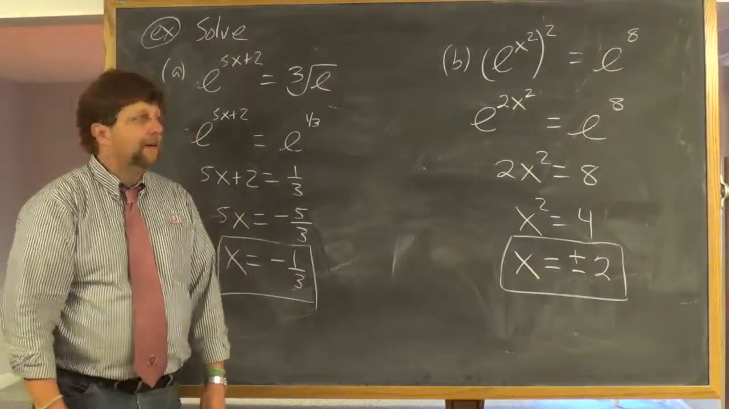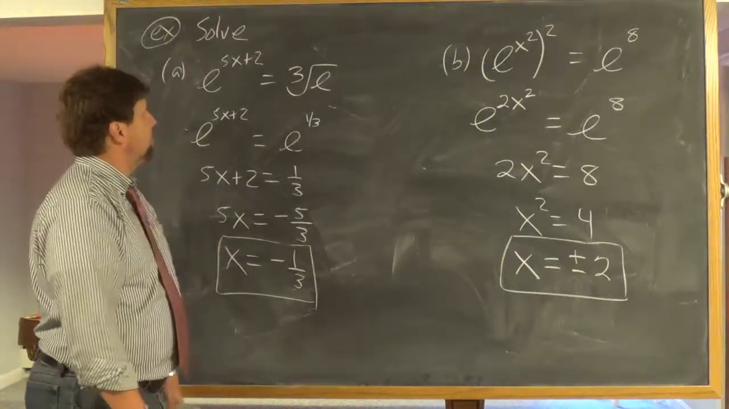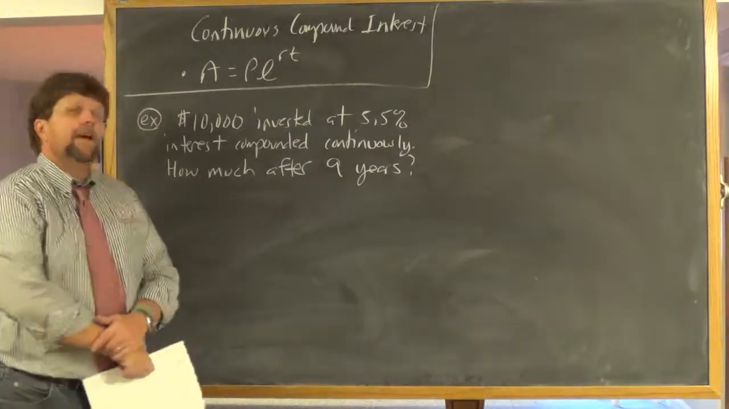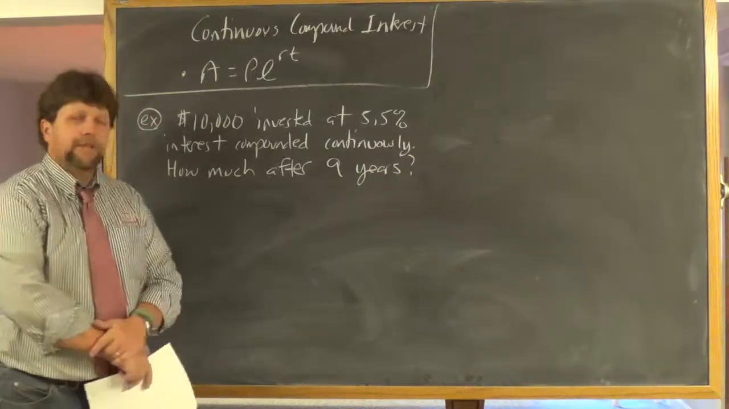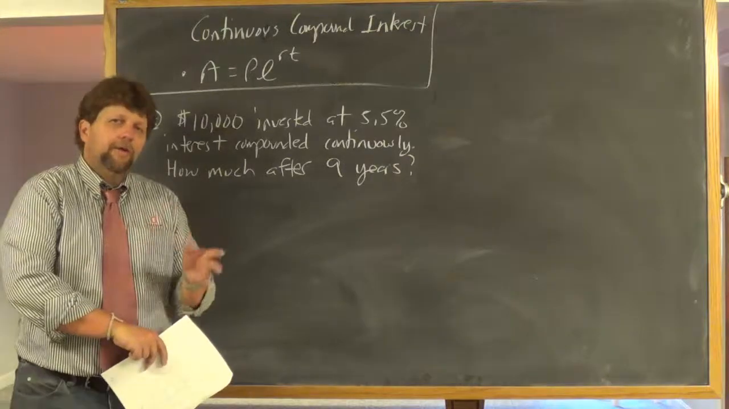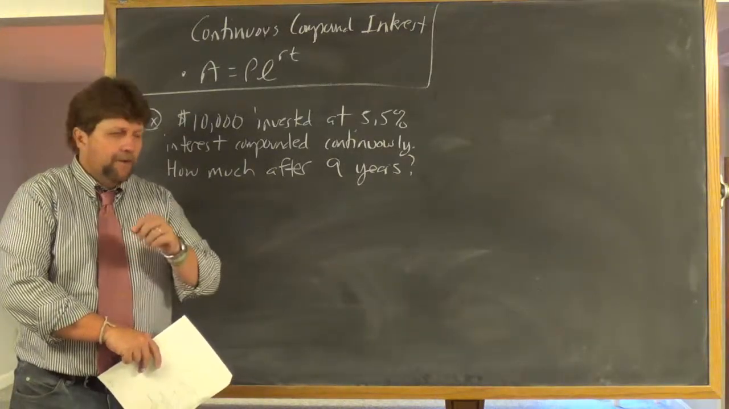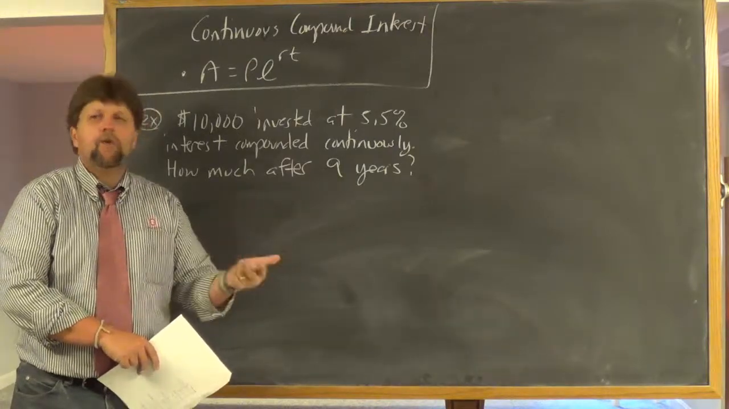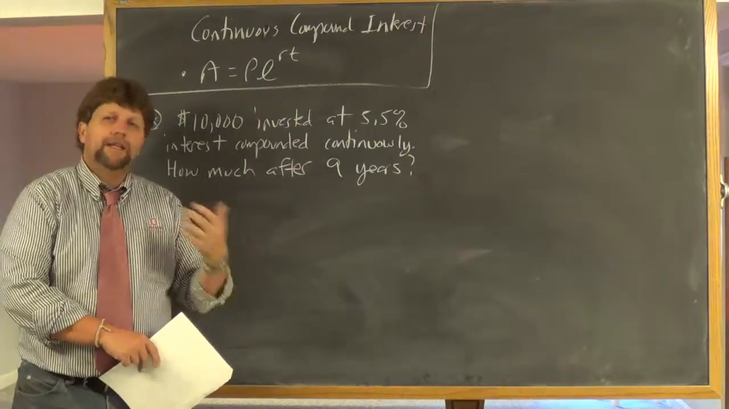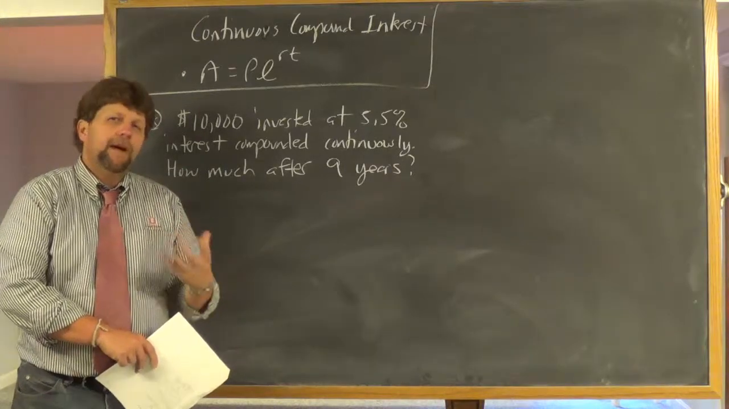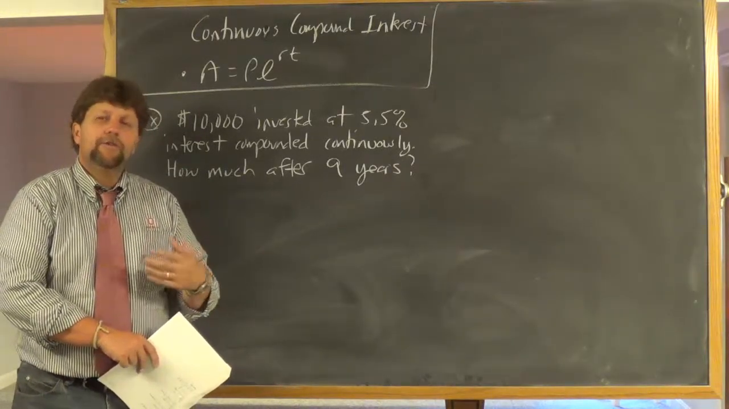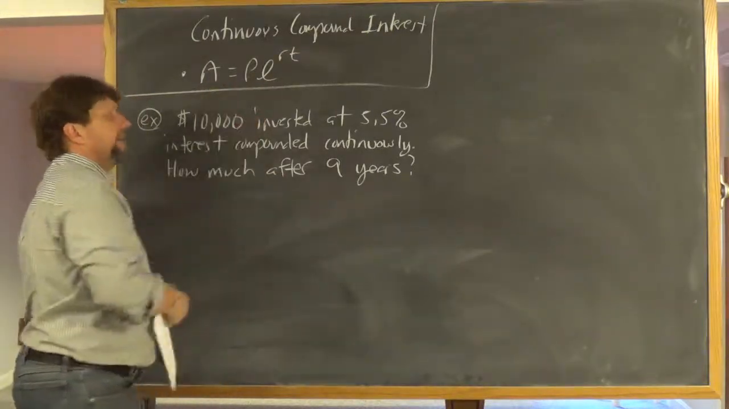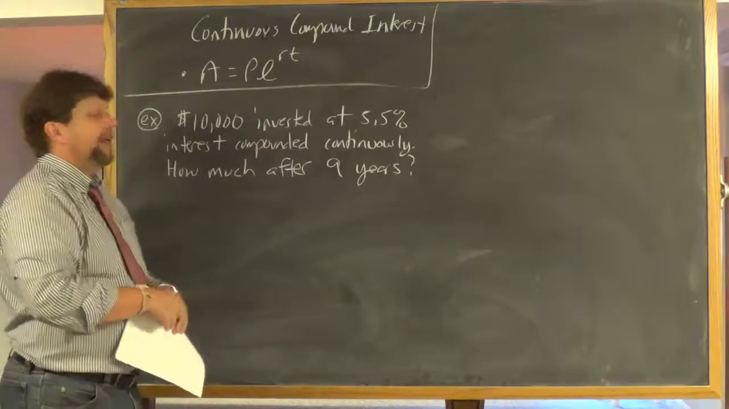So that's it for solving exponential functions by relating bases. Alright folks, let's take a quick look at another compound interest formula. This is continuous compound interest. Earlier we solved the compound interest formula for any type of compounding period, like annually, semi-annually, quarterly, monthly, weekly, daily. That compound interest formula doesn't work if your interest is compounded continuously. So here's the formula you need for continuous compound interest.